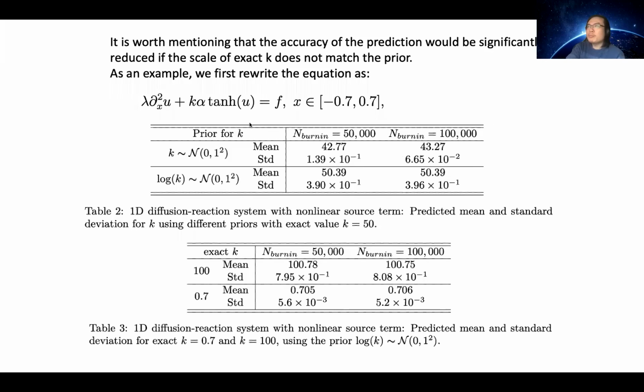Anyway, it was mentioned that the accuracy of the prediction could be significantly reduced if the scale doesn't match the prior. So just as with all Bayesian frameworks, the prior is super important. As an example, we first rewrite this equation like this, and we set K alpha still at 0.7, but the K itself could be, for example, 50. So here we set the ground truth K as 50. Well, alpha is small, so that K alpha is still 0.7. So basically, this is still the same equation.